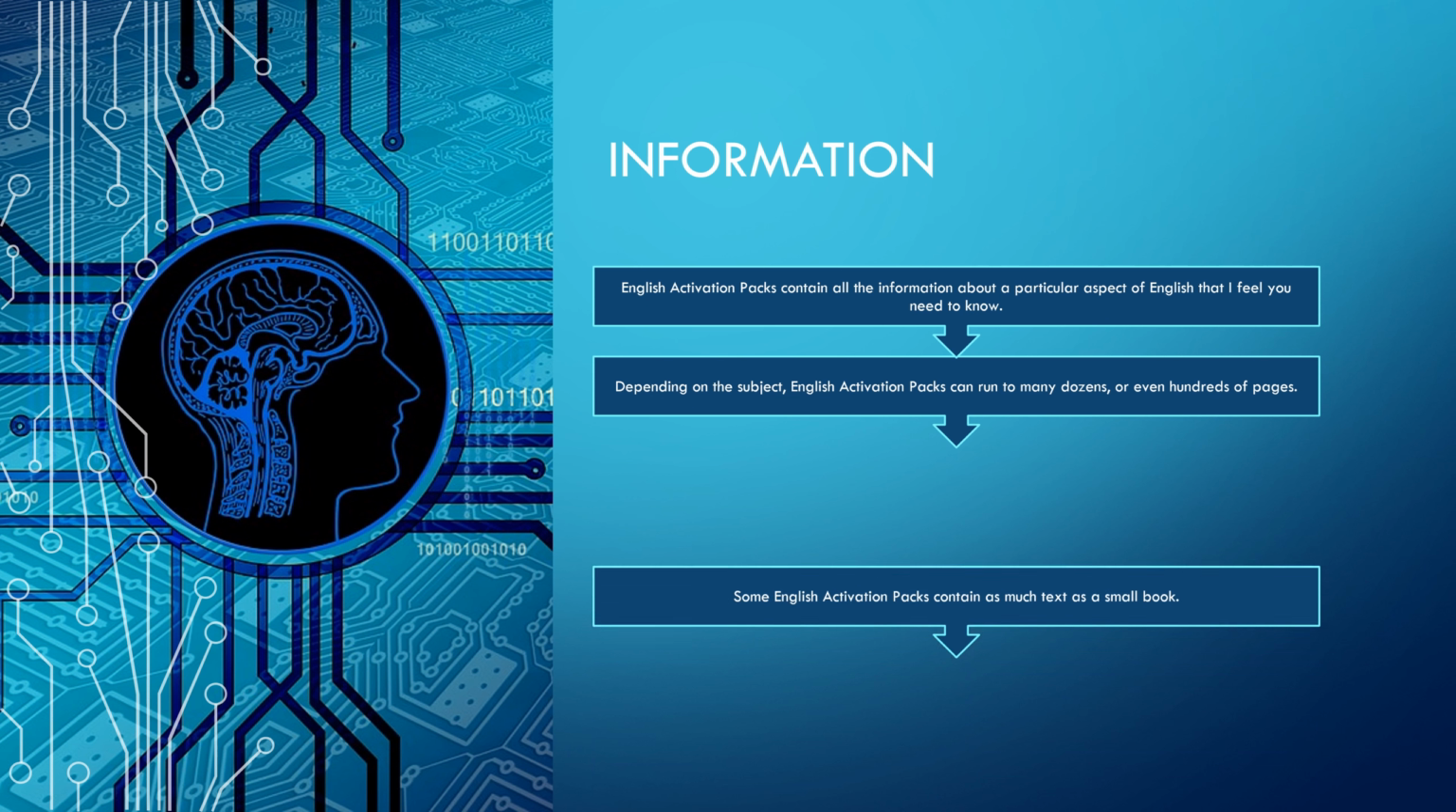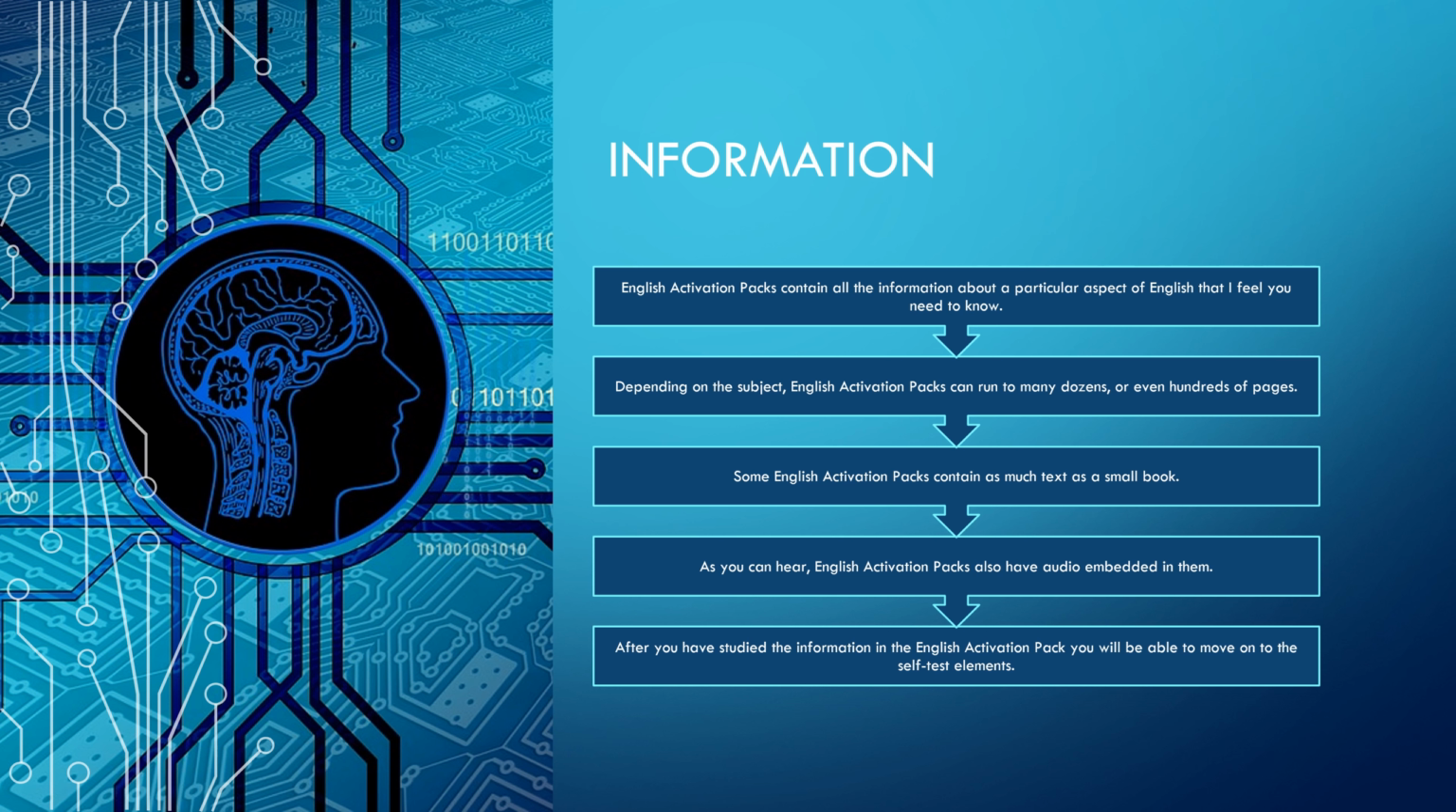Information. English Activation Packs contain all the information about a particular aspect of English that I feel you need to know. Depending on the subject, English Activation Packs can run to many dozens or even hundreds of pages. Some English Activation Packs contain as much text as a small book. As you can hear, English Activation Packs also have audio embedded in them. After you've studied the information in the English Activation Pack, you'll be able to move on to the self-test elements.